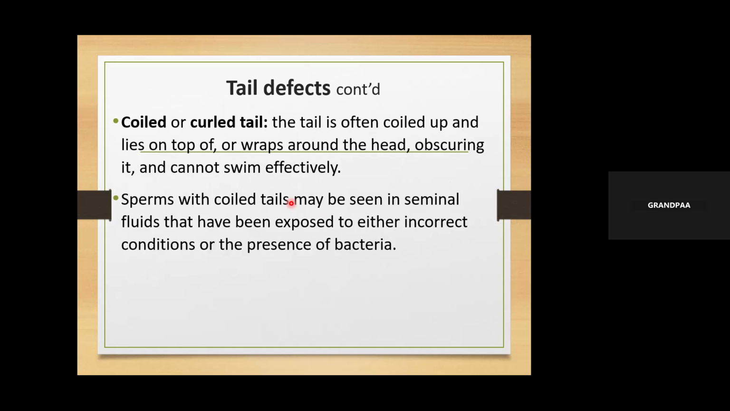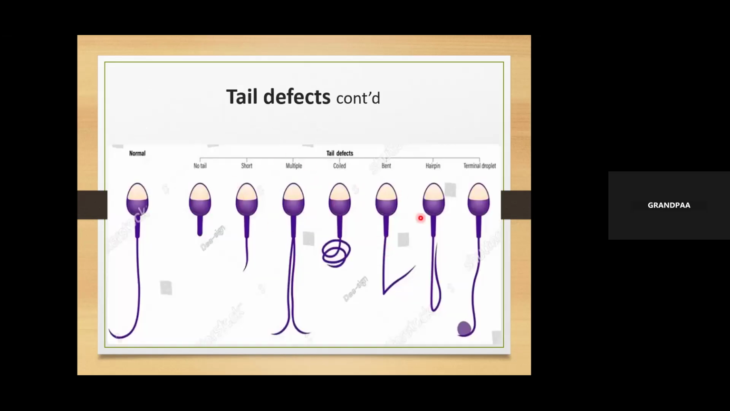Okay, all right. So these are some defects of the tail. Of course, this is a normal one. This is a no tail. This one you are seeing here is the mid piece. So this is rather a short tail, multiple, double, and then you have a coiled one. You have the bent one like this, and then we have the hairpin one, and then we have the terminal droplet. Once you see them in a real specimen, I'm sure you'll be able to identify them.